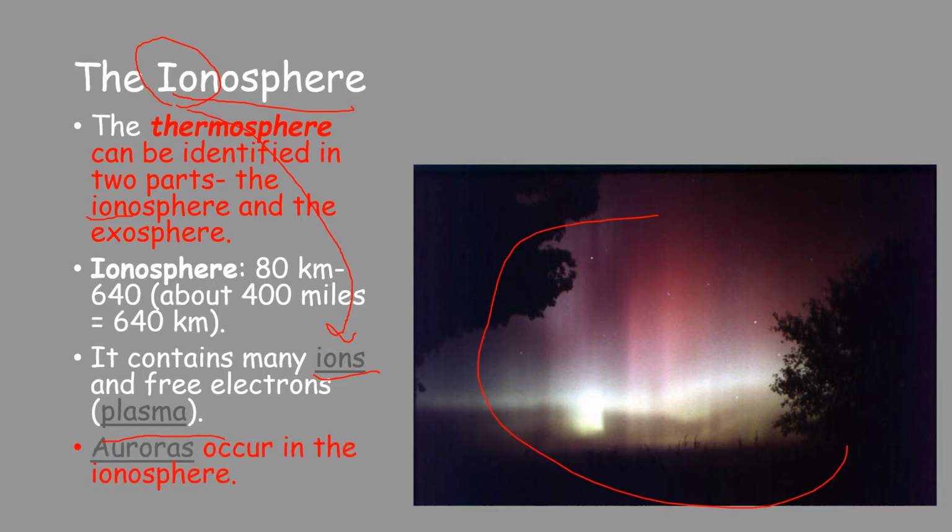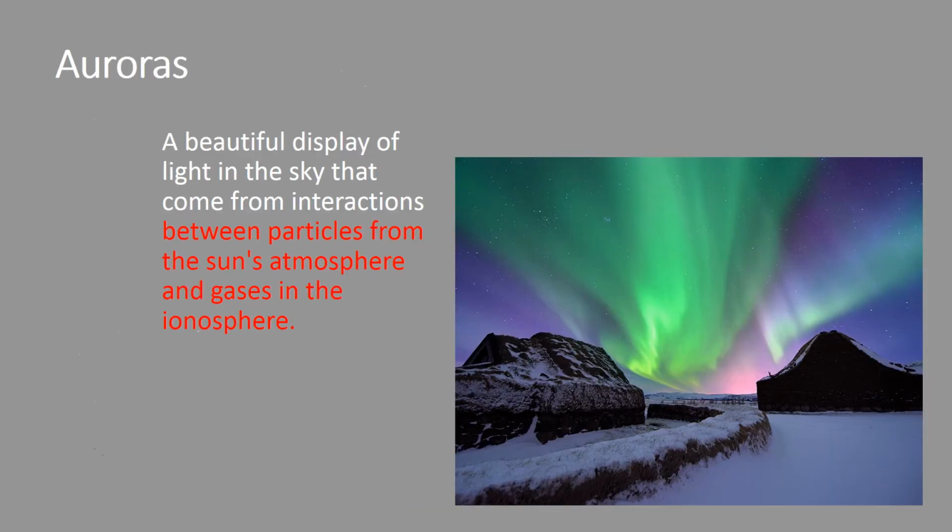Auroras. These are these nice lights. Sometimes I think they call them the northern lights. These occur in the ionosphere. So this is a beautiful display, as you see in the picture. I would love to see this personally. But what happens is it's the interactions between particles from the sun's atmosphere and the gases in the ionosphere.